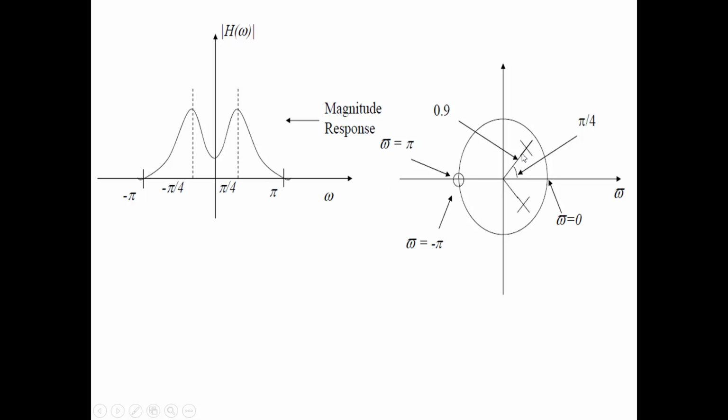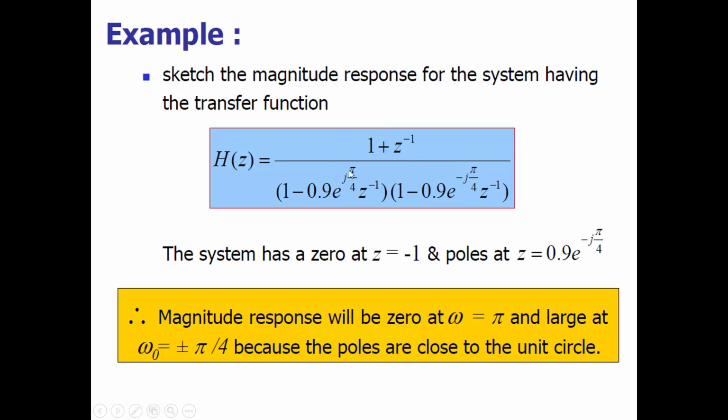Now these two poles are located at pi by 4 angle, right? Because they are a complex conjugate pair of poles. In that case, there will be resonance at pi by 4. Once the resonance takes place, there will be a peak at pi by 4. We will talk about resonance and complex conjugate pairs of poles more in the coming lectures, but at pi by 4 there will be a peak. So it is very evident from this transfer function.